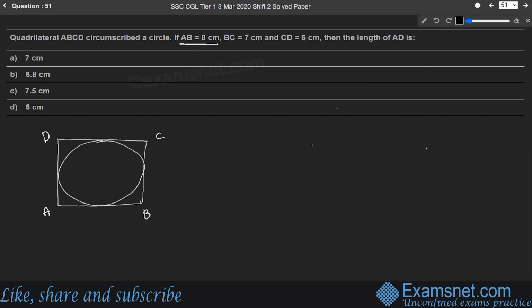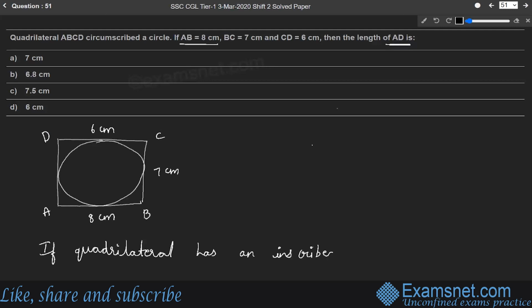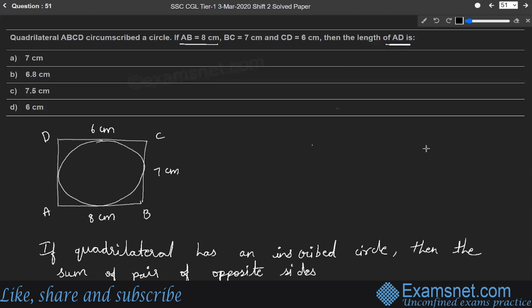Now the measurement of side AB is 8 centimeter. BC is 7 centimeter, CD is 6 centimeter. Okay, we have to find the length of the remaining side, which is AD. So to understand this question, firstly, we need to understand the concept that we have to use here. The concept which we have to use here is, if a quadrilateral has an inscribed circle, then the sum of pair of opposite sides are equal.